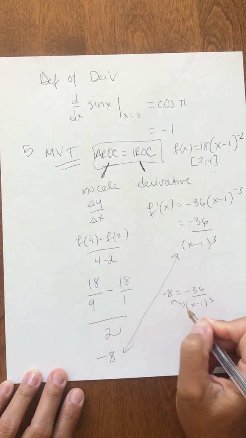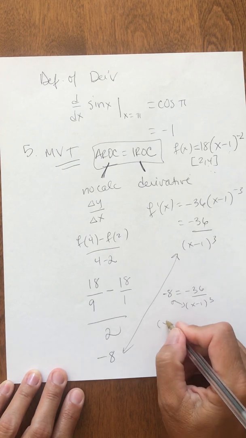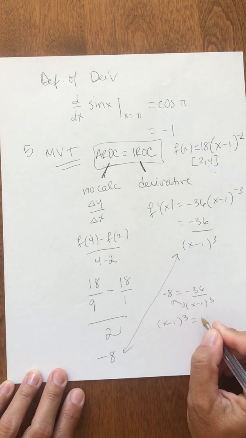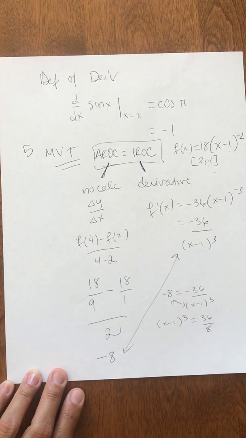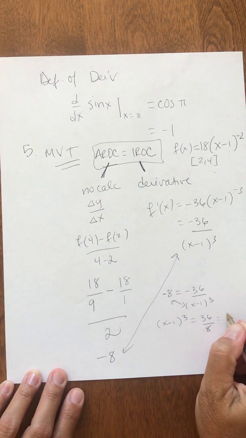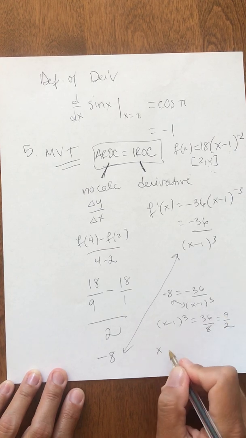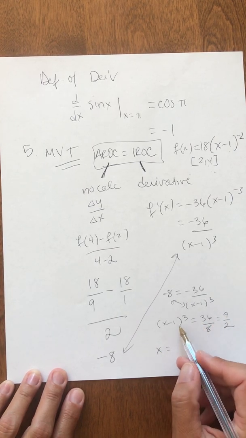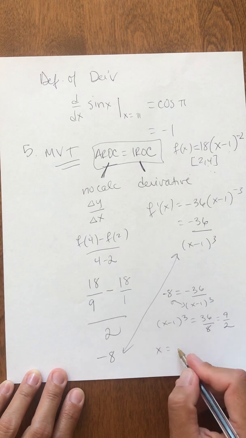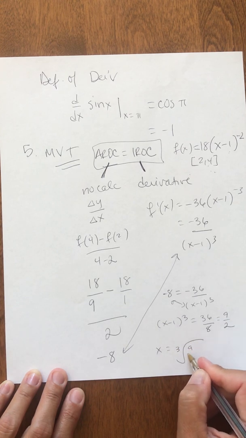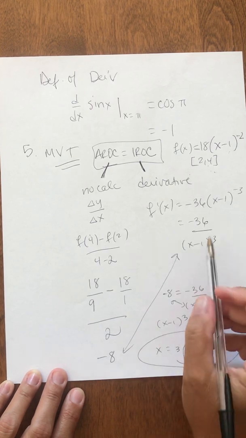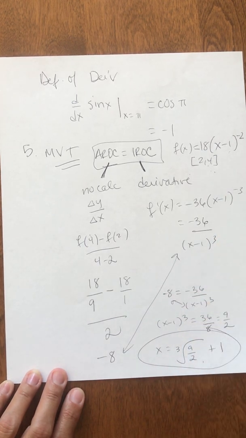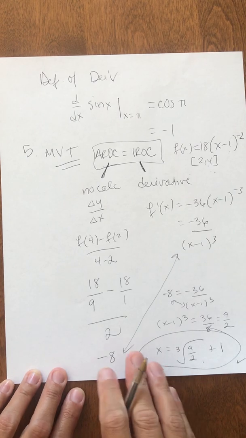If I just cross multiply these, (x minus 1) cubed equals 36 over 8, which is what, 9 halves? So now if I want to isolate x, I'm going to cube root both sides, so I get x equals the cube root of 9 halves plus 1. Is that in this interval? Absolutely. So there we go.